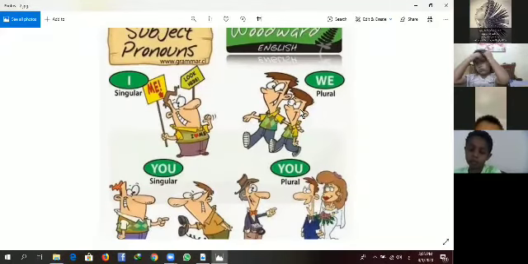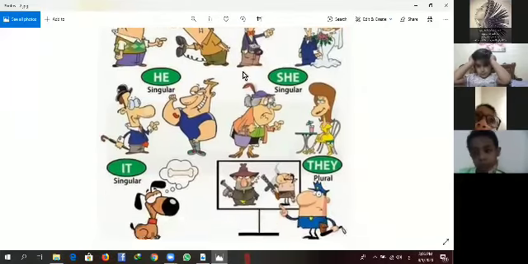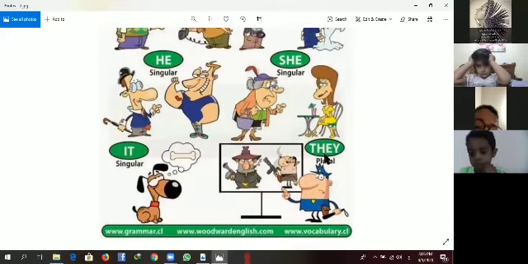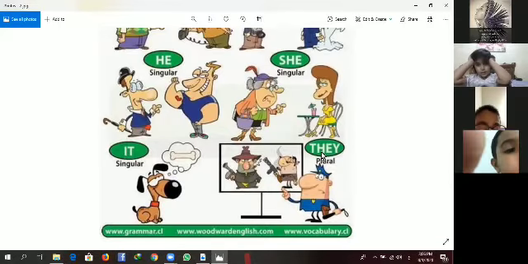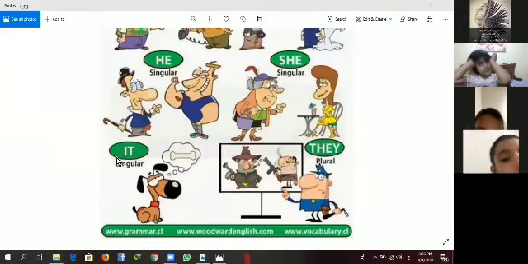If I am talking about myself and someone else, I'm going to say we. And this is very important, guys. If I'm talking about myself and someone with me, I'm going to say we. But if I'm talking about so many people and I am not with them, I'm going to say they. But if I'm talking about people and I am included, I'm going to say we. Also, if I'm talking about an animal or thing, I'm going to say it.